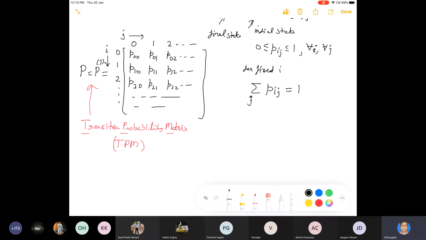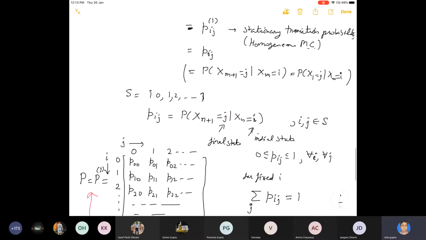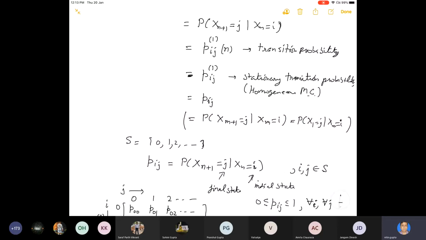So this Pij can also be denoted as Pij1 also, because in the same fashion, in one step it is moving. So you can denote this as Pij1 also.